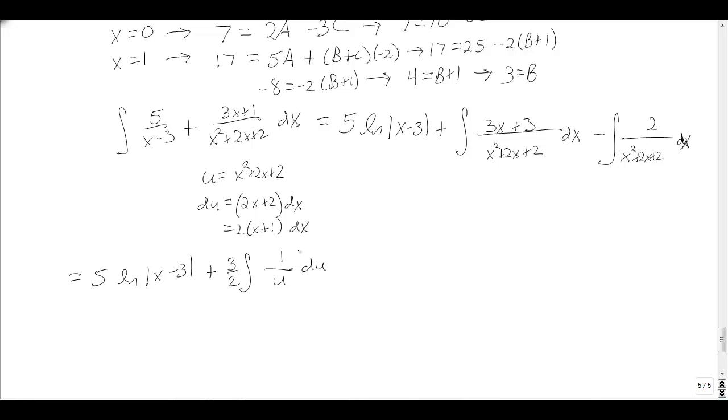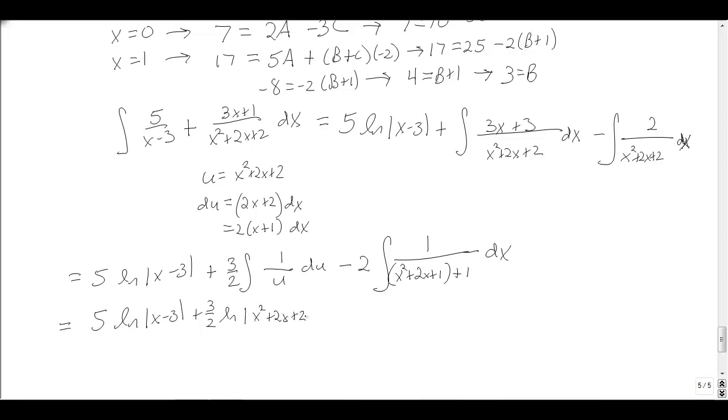And then I can do a 1 over u, antiderivative of natural log u, so things are good there. What do you do with this 2 over x squared plus 2x plus 1? Well, that one I'm going to rewrite in a different way. I'm going to pull the 2 out, and look at this bottom as x squared plus 2x plus 1 plus 1 dx. Maybe seems a bit strange, but it's going to go somewhere. So we get 5 times natural log absolute value x minus 3 plus 3/2 natural log u, but u here was x squared plus 2x plus 2. And then this one I'm going to write as minus 2 times an antiderivative, 1 over x plus 1 squared plus 1. So essentially what I did is complete the square on this first bit, and then I had a plus 1 left over.